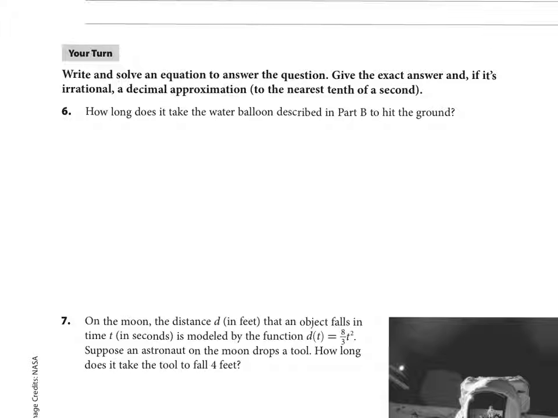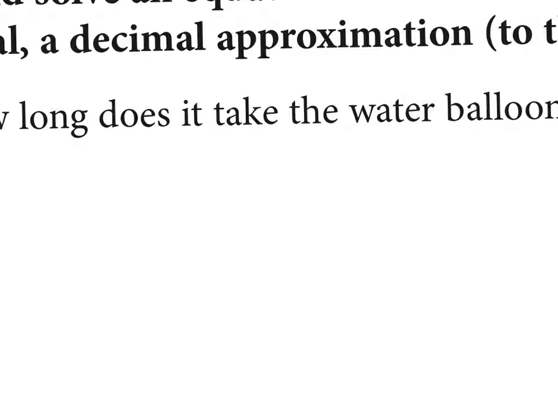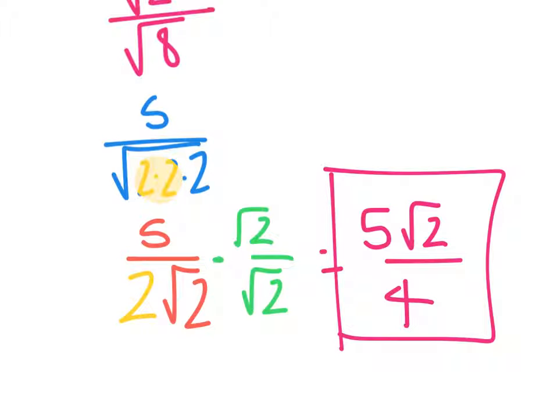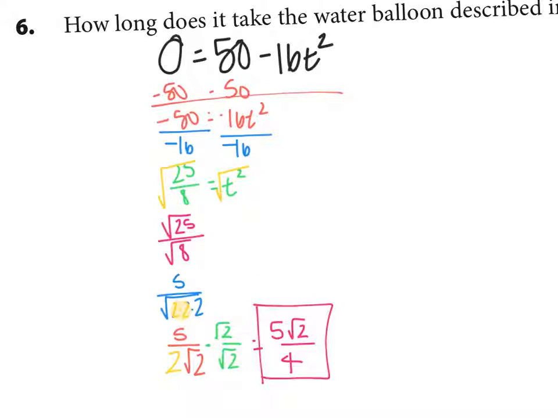So if it's hitting the ground, what's the height that we're using this time? What height hit the ground? What am I going to use for my height? Yeah, I'm going to use 0. Because if it's on the ground, then it's how far away from the ground? 0. So that's going to be my formula that I'm going to use this time: 0 equals 50 minus 16 t squared. So you should have ended up with the answer of 5 times the square root of 2 over 4. I've worked it out. This is what it should have looked like when you worked it all out.